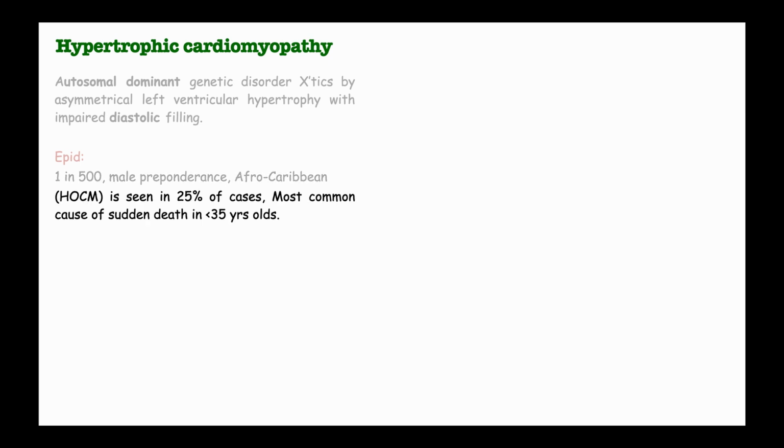It is also found commonly in Afro-Caribbeans as well as Asian populations, and a subtype of hypertrophic cardiomyopathy, which is the hypertrophic obstructive cardiomyopathy, is seen in about 25% of all the cases. And this form of hypertrophic cardiomyopathy is the most common cause of sudden death in the ages below 35 years.